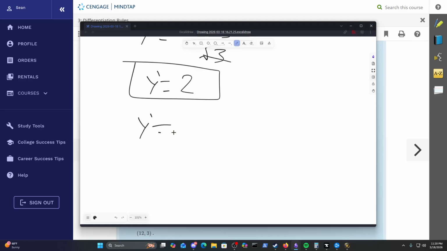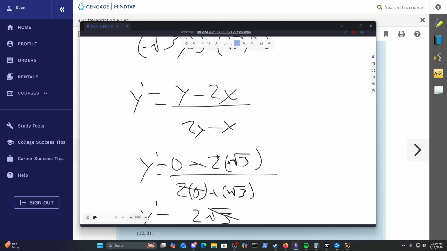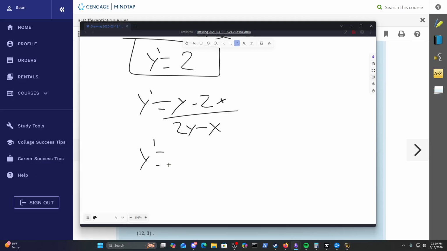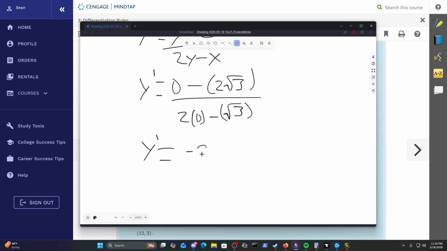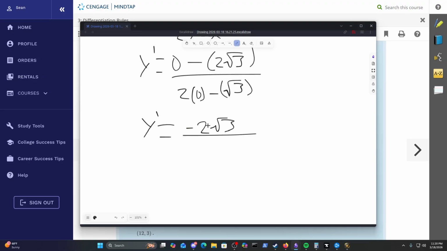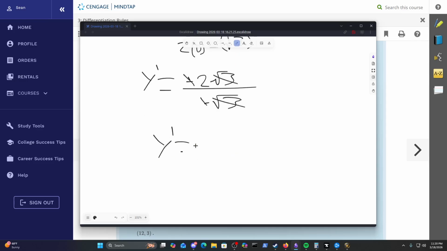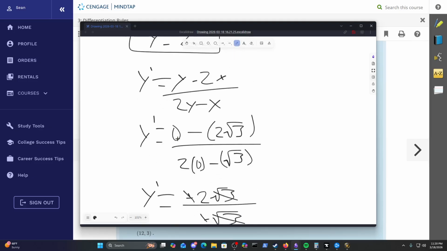So let's try it for positive square root of 3. Again, we have y minus 2x over 2y minus x, right? Then we plug in y equals 0 and the positive square root of 3, so 0 minus positive square root of 3. And again, we find here that the top should be negative 2 square root of 3, and we have 0 minus the square root of 3 on the bottom. So we cancel out the negatives, we cancel out the square root of 3's, and that leaves us with 2. So y prime equals 2.